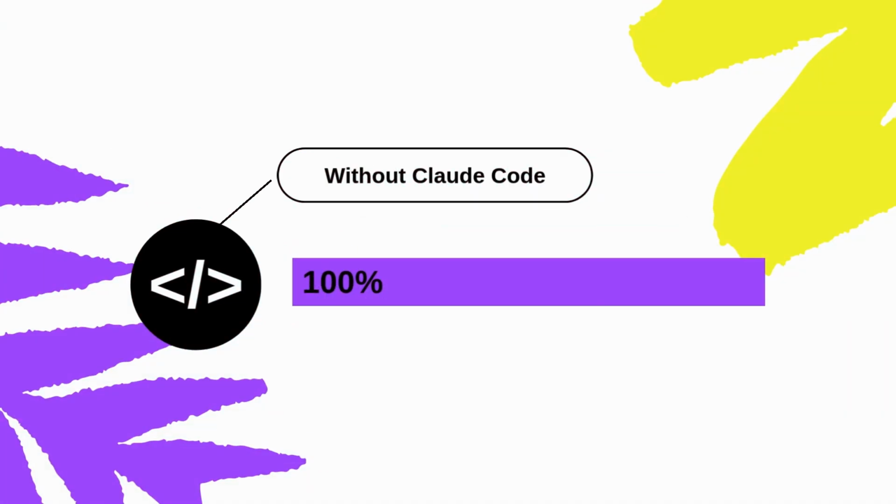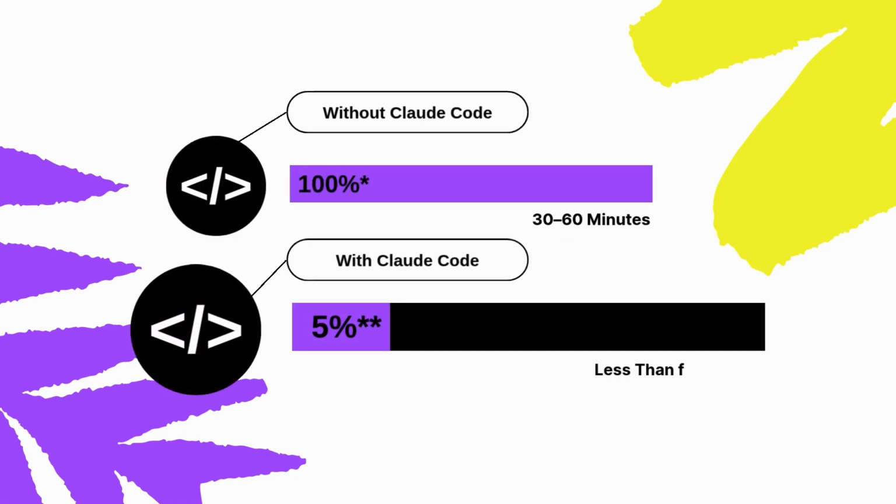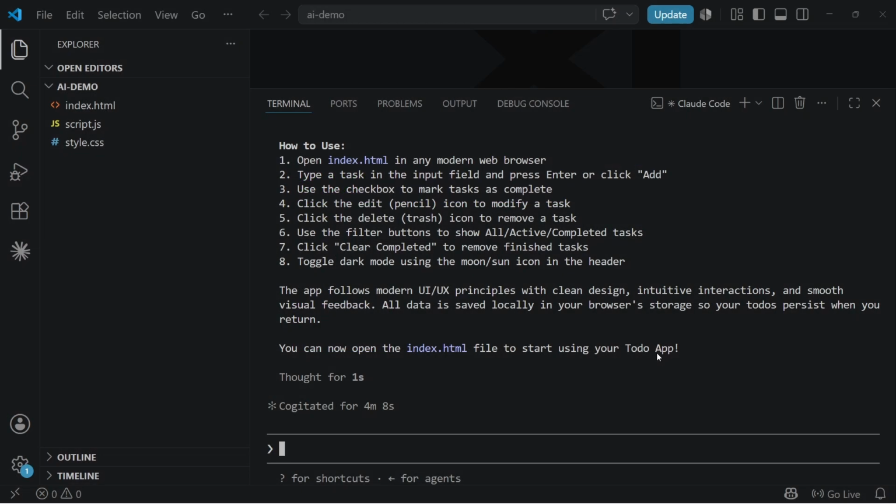So without Claude Code, as a senior developer with 10 plus years of experience, it will take 30 minutes to 60 minutes to create this complete project. With Claude Code, it takes less than a few minutes. This is where the tool becomes incredibly powerful.